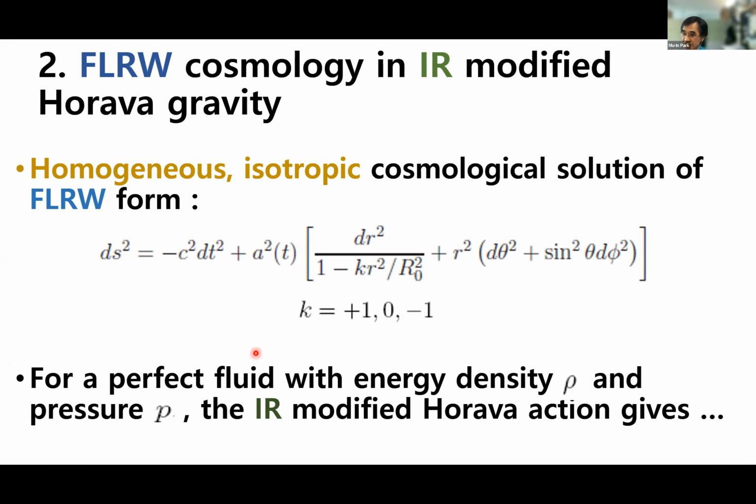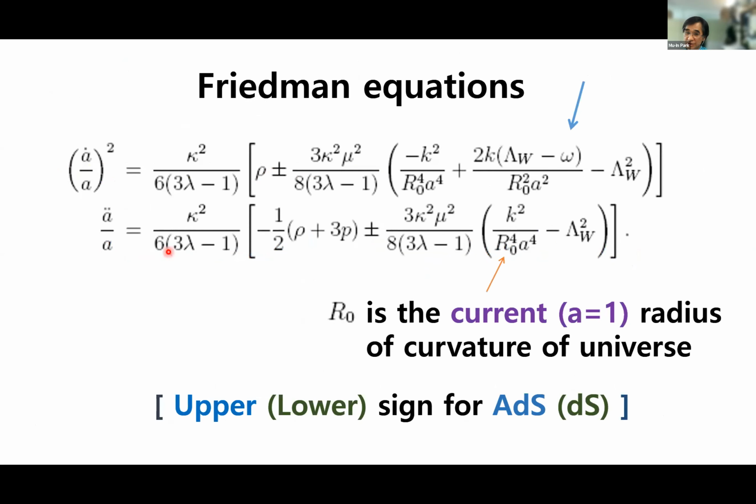Now, if we consider a perfect fluid with energy density rho and pressure p, the action gives the following Friedmann equation. The left hand side is basically the Hubble parameter squared, and the right hand side is given by this. Here you can see rho and p are the usual normal matter, and the other terms are all the corrections from Horava gravity, which depend on the theory parameters kappa, mu, k, lambda, w, and omega. Here the lower sign is for de Sitter, our universe, so you may consider just the lower sign.